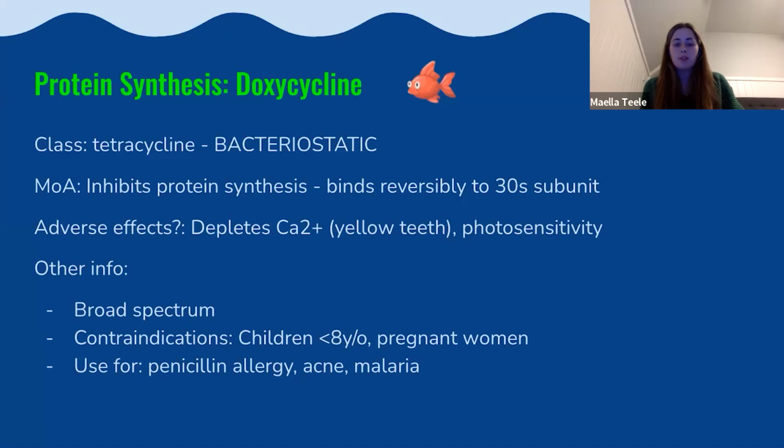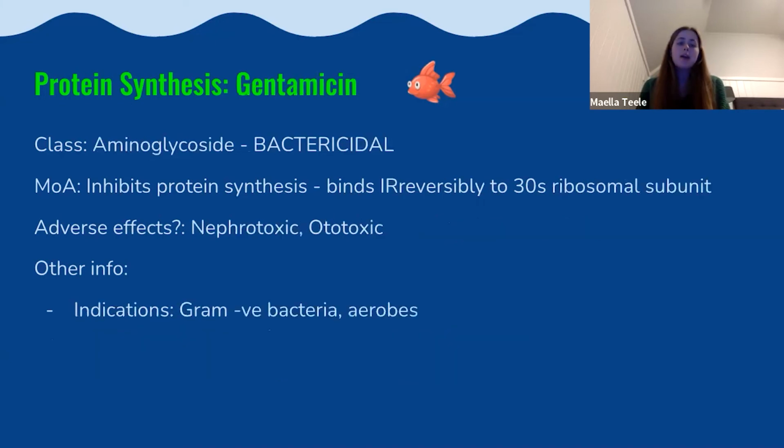One important thing to note about doxycycline is it depletes your calcium stores, so it can lead to yellow teeth and photosensitivity as well. So a lot of people who go over to, for example, Africa or other countries where you need to take doxycycline before going, they actually get quite badly sunburnt because they're very sensitive to that sunlight. But it's a very broad spectrum drug and shouldn't be used in children less than 8 years old or pregnant women as well.